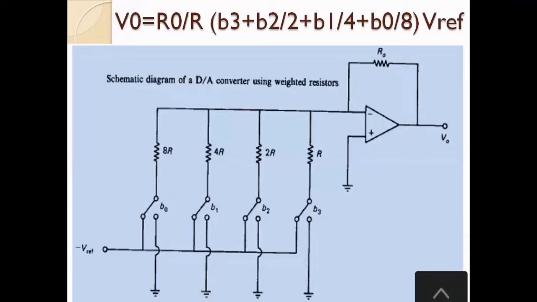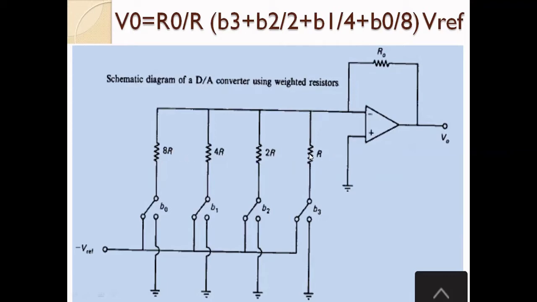So this is the first type, called the weighted resistor method. What is the difference? Here we can see first B3, for which you are using an R value. Take R equal to, for example, 5 ohm. Next you have to use a 10 ohm resistor. Next you have to use 20 ohm. Next one is 40 ohm. That is called a binary weighted resistor.